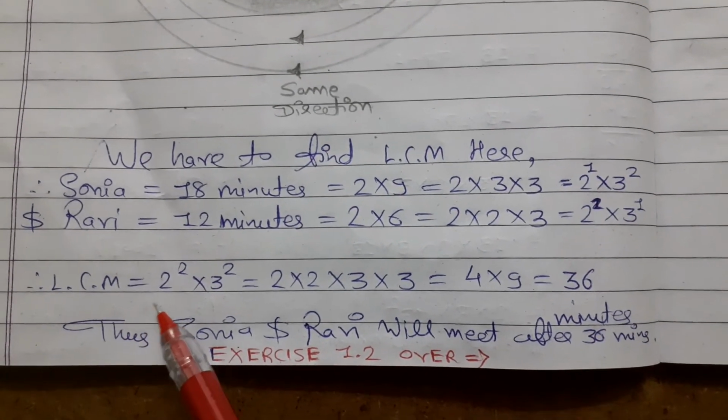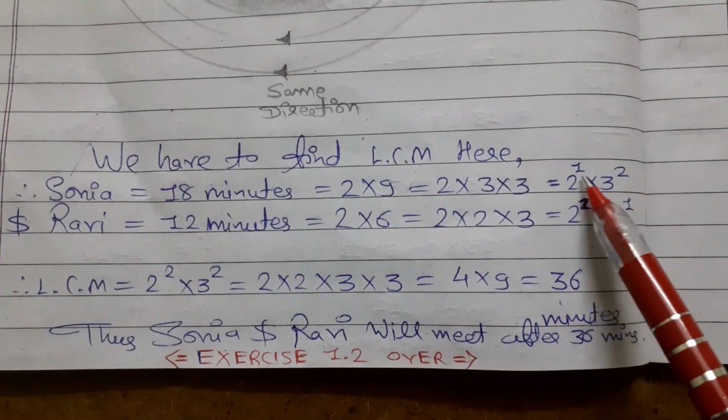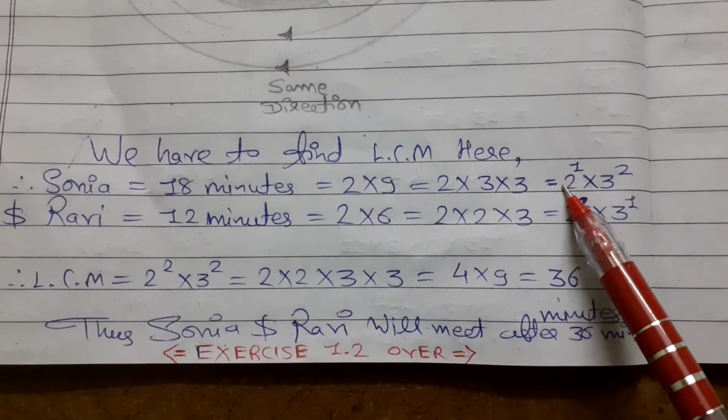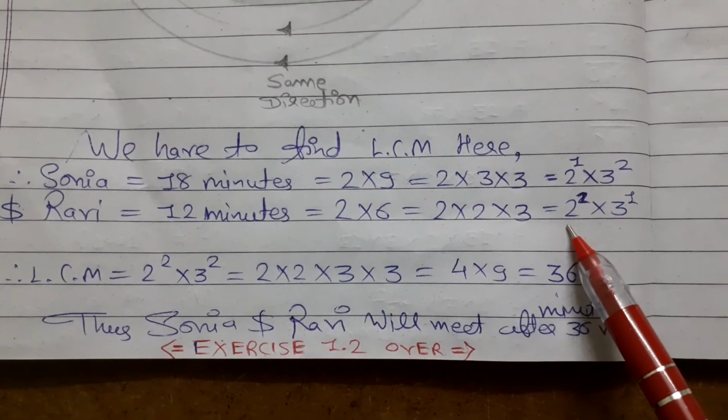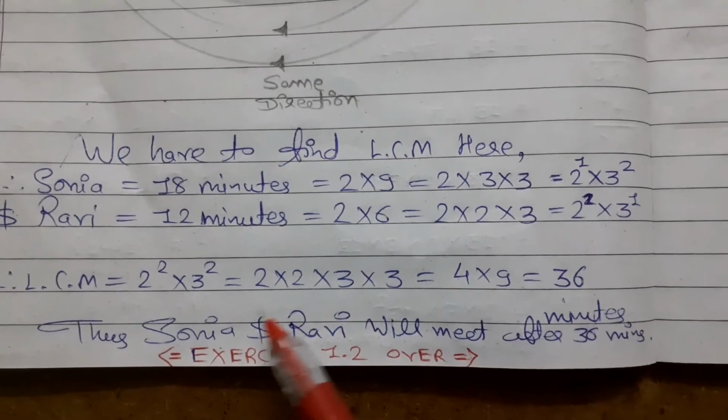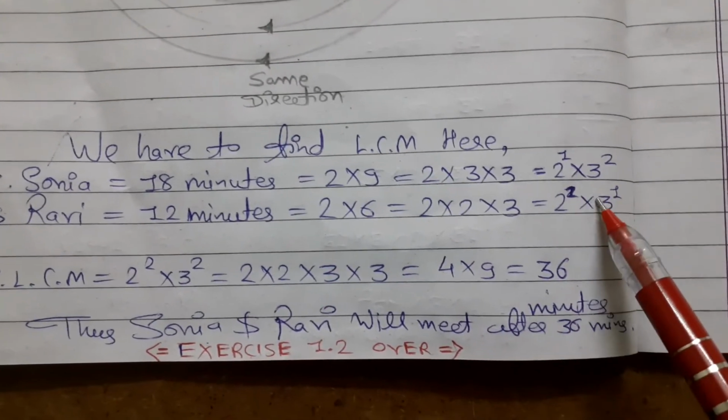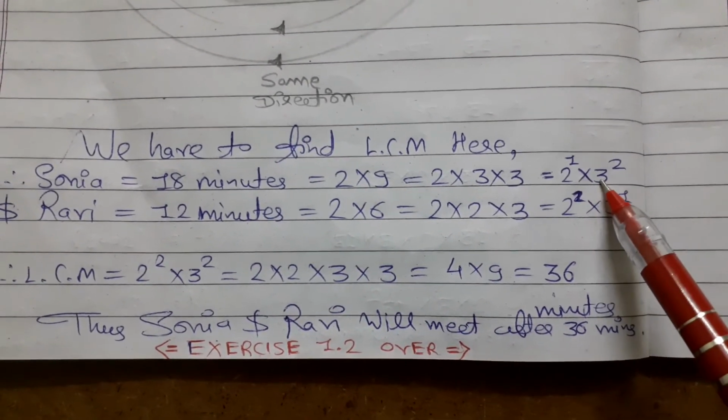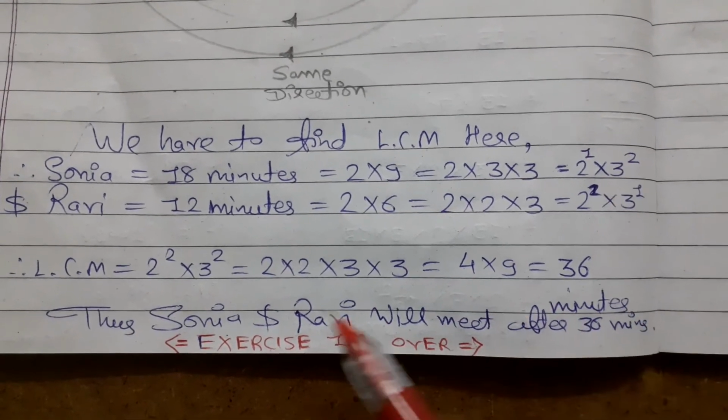Therefore LCM, we have to take the maximum power. Here 2 raised to 1 is there in Sonia and 2 raised to 2 in Ravi. So we will take 2 raised to 2. And for 3, here 3 raised to 1 is there in Ravi and 3 raised to 2 is there in Sonia. So we will take 3 raised to 2.